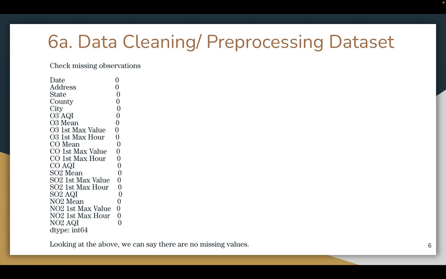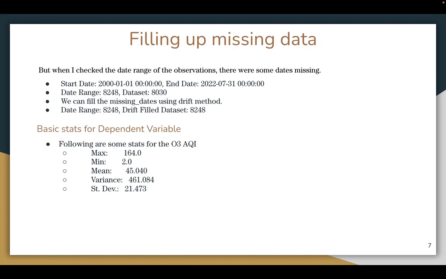Now let's do data cleaning to check whether there are any missing observations. Looking at this, we can see that there are no missing values, but when I check the date range of the observations, there are some missing dates. To fix that, I have made use of the drift method, and after that I can see that the number of observations are the same for the date range and the filled dataset.